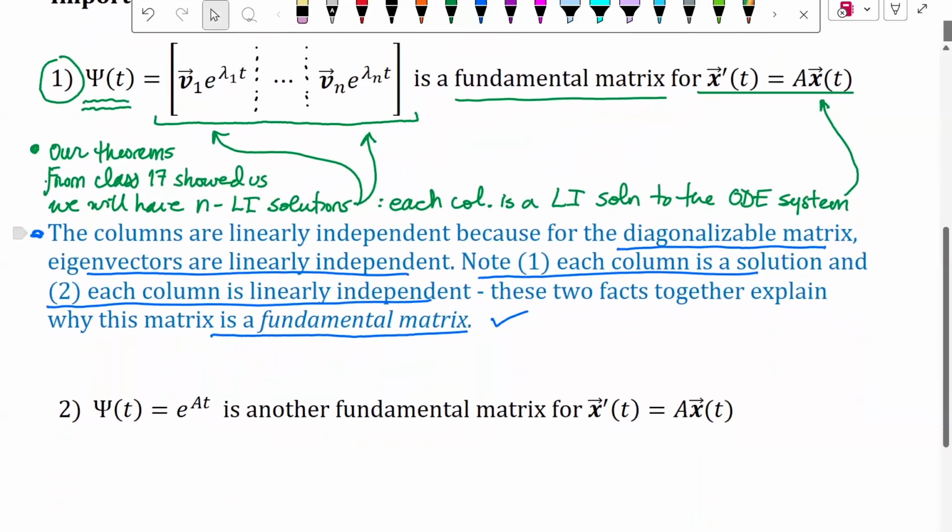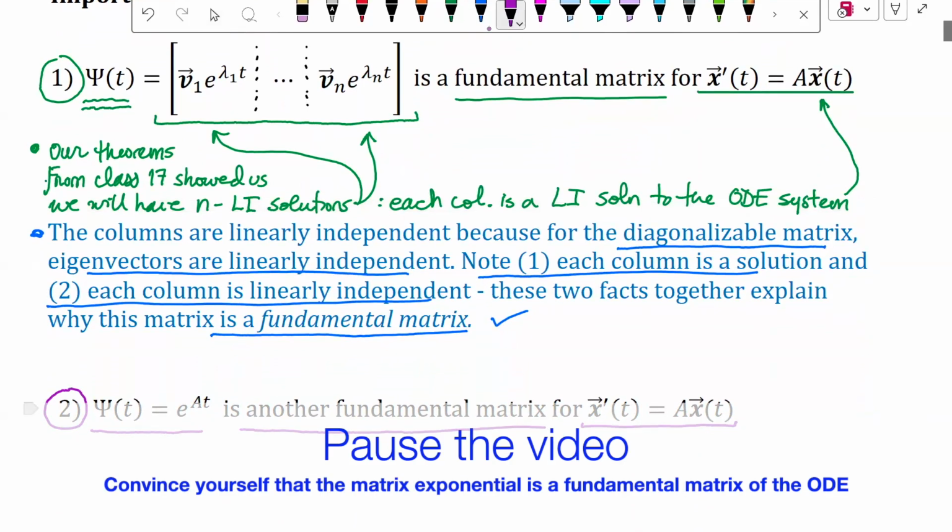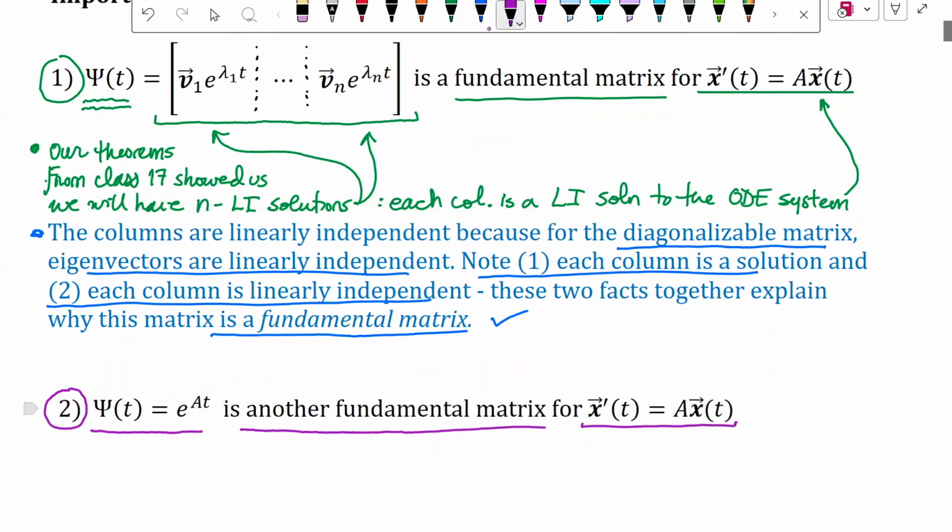This second example shows another fundamental matrix with which we already have some familiarity. Our claim is that the matrix exponential e to the At is also a fundamental matrix for this ODE system. Pause the video and convince yourself that e to the At also serves as a fundamental matrix for the system x prime equals Ax. Remember, first, you have to show that matrix psi satisfies the ODE, and two, you have to show that matrix psi is invertible, showing that it has n linearly independent columns.